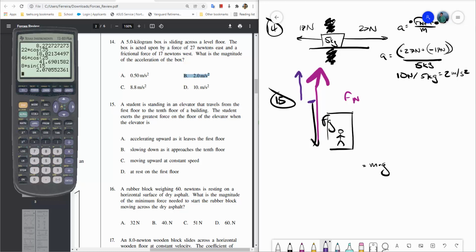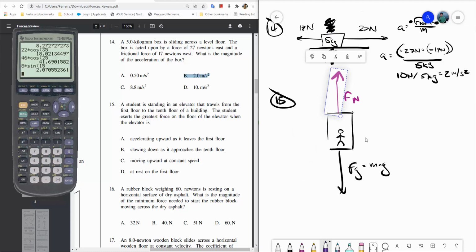All right, so now that we just played around with some arrows, let's consider our choices. A, accelerating upward as it leaves the first floor. That's it. You're accelerating up. That's the answer. You're moving up, accelerating up. You're going to feel heavier. B, slowing down as it approaches the 10th floor.